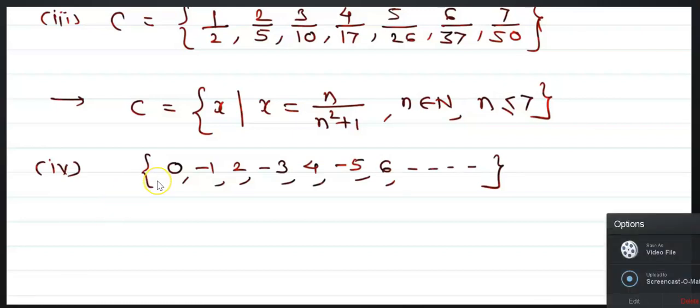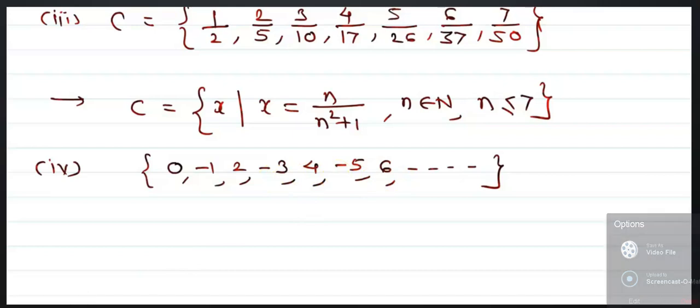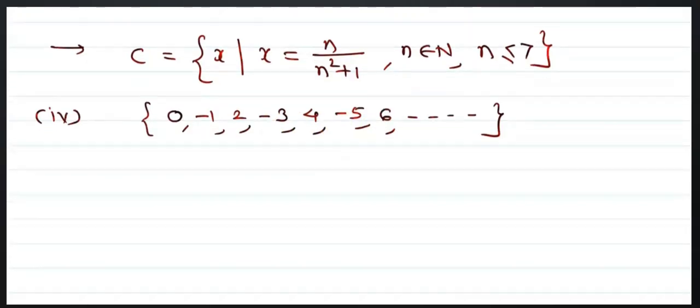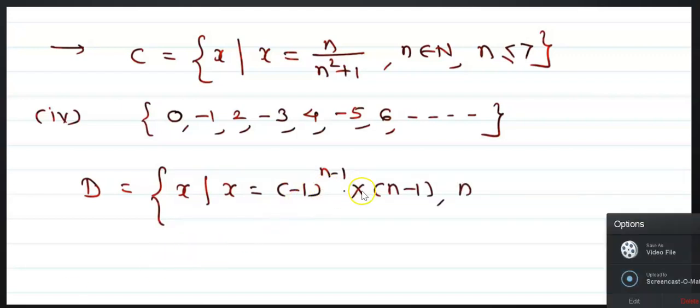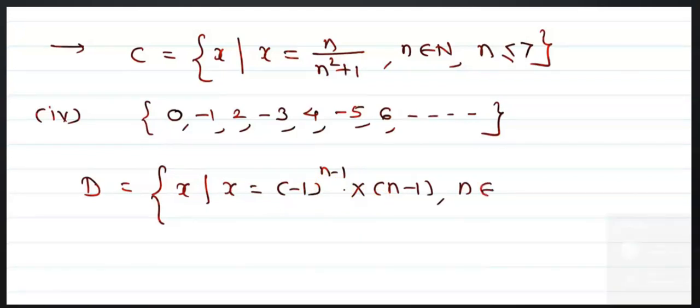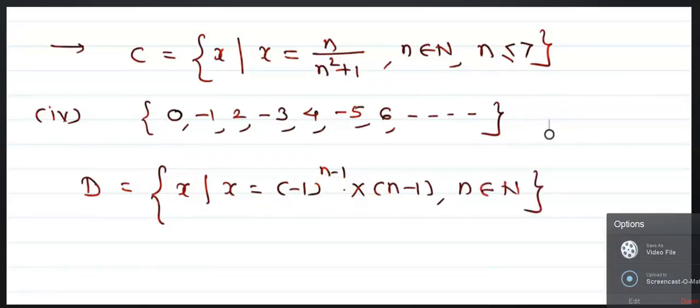Now next is 0, minus 1, 2, minus 3, 4, minus 5, 6. D is equal to x such that x is equal to minus 1 raised to n minus 1 into n minus 1, where n belongs to capital N.